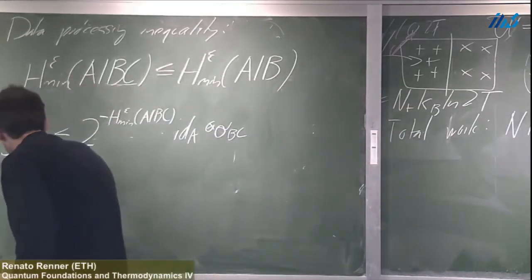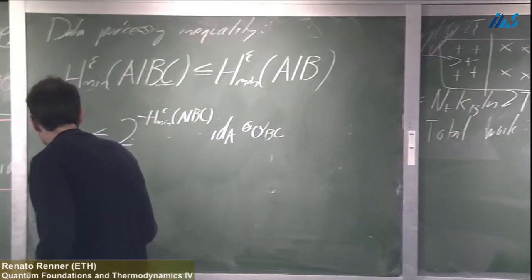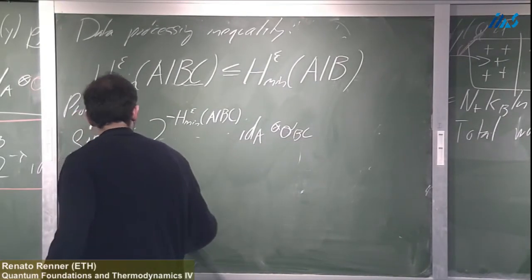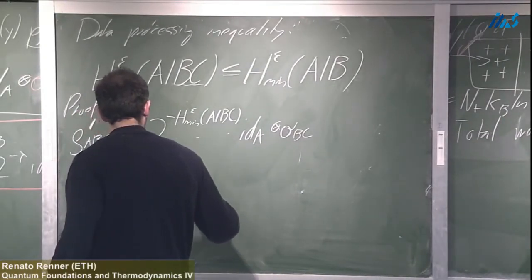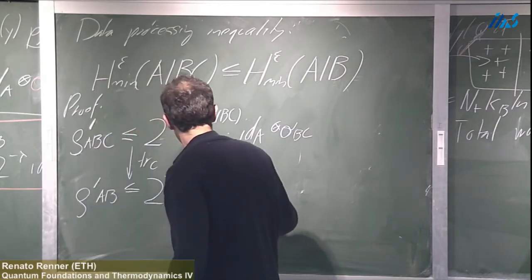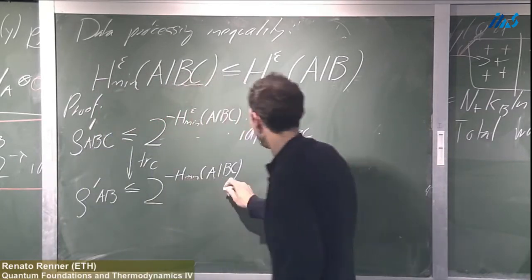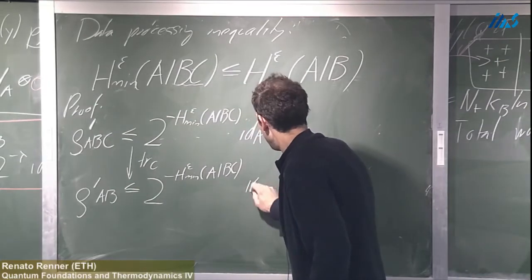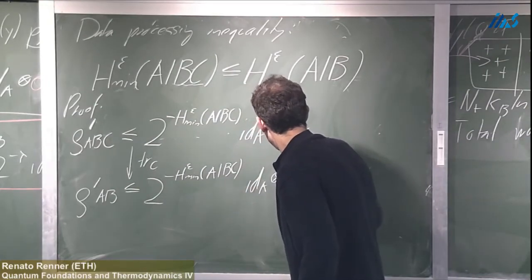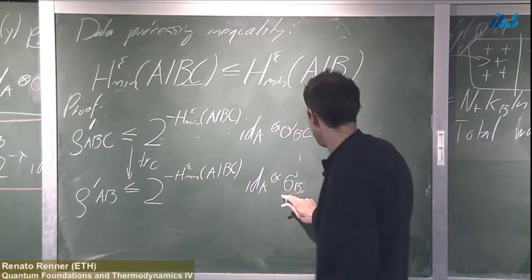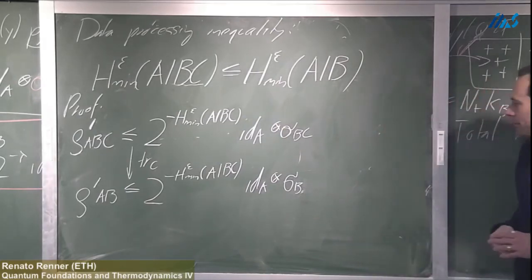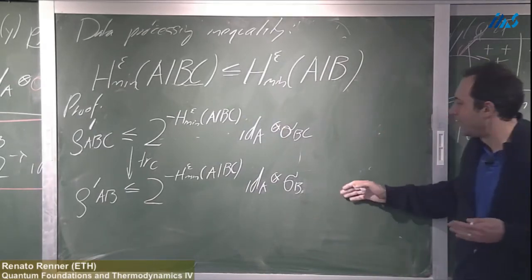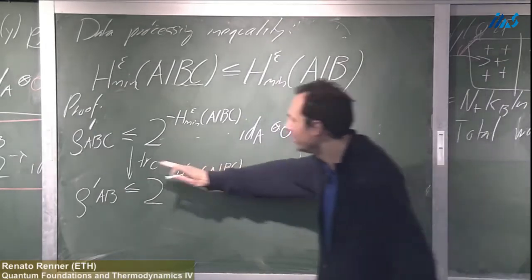So this immediately implies that rho prime AB is still smaller than 2 to the minus H min epsilon. Here I don't change anything, so it's still A given BC. This is just a number times identity A. And here I've traced out C. But of course, this is still a valid density operator, sigma B. And now I'm already done, because now I can just, again, read the definition.